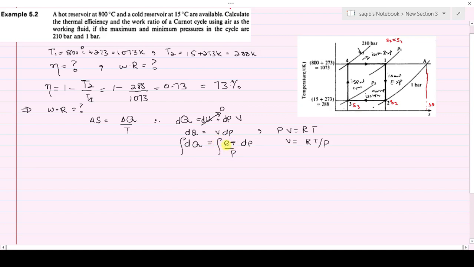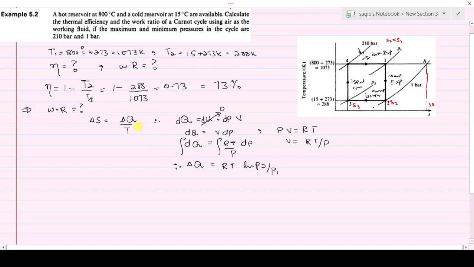R and T are constant. These will come out of the integration sign. So the change in Q will be equal to RT ln P2 divided by P1. So this is the final formula used for heat transfer, or heat input to the system, when the system works under an isothermal process, a reversible isothermal process.